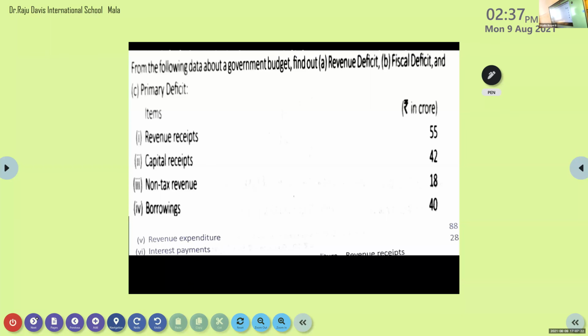Fiscal deficit, from this you can understand borrowings is 40, so you can take that as fiscal deficit, but just check whether it is correct or not. Capital receipts, but capital expenditure is not given. So it's not possible. In this they have not given the capital expenditure, right? Receipts, non-tax revenue, borrowings, revenue expenditure, interest payments. Okay.